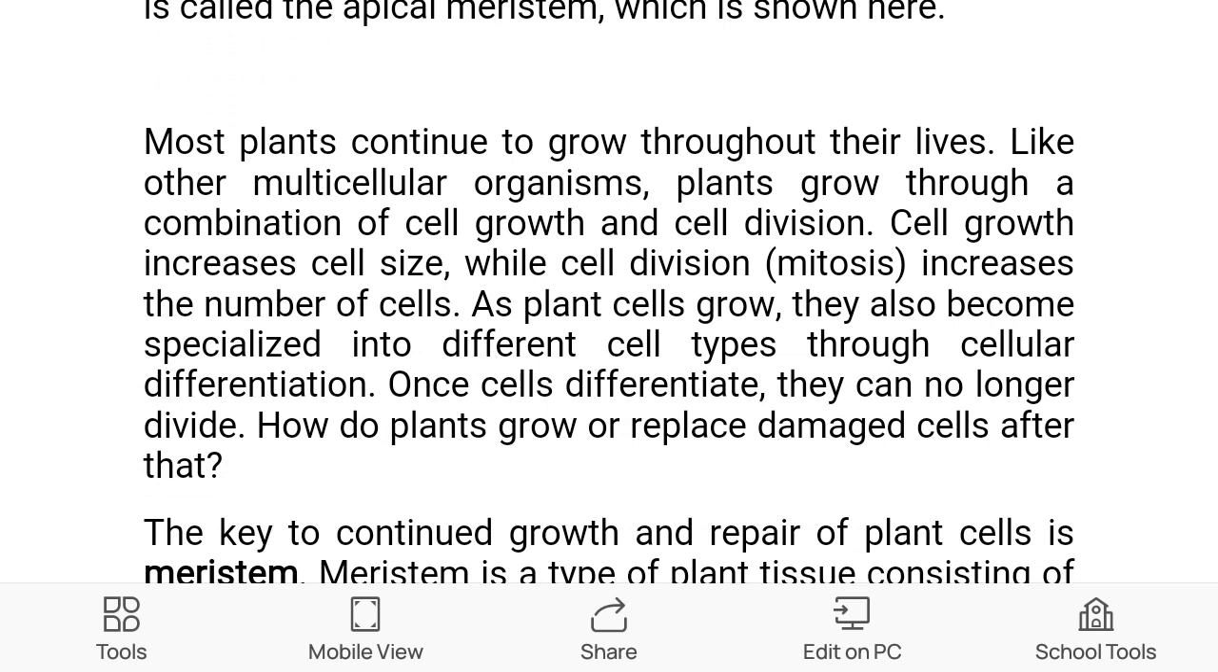So most plants continue to grow throughout their lives. Like other living organisms, plants grow through a combination of cell growth and cell division, which I said before. And this kind of cell division is not a meiotic cell division, it's a mitotic cell division. Take note of that. This kind of cell division is a mitotic cell division, which makes the plant grow in height.